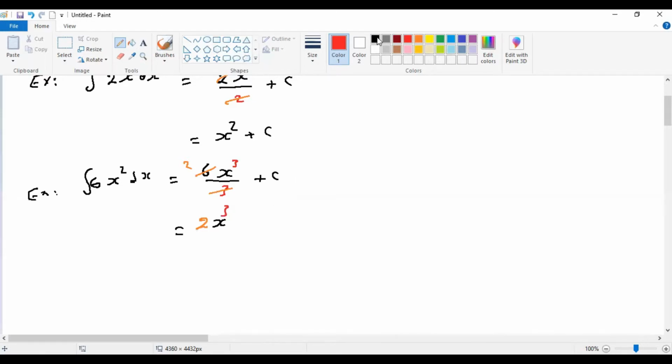plus c. Now, what is the derivative of 2x cubed? n times k, 6, and n minus 1, 2. So the derivative of 2x cubed plus c is equal to 6x squared and c gives 0. So what do you have? 6x squared. So the integral of 6x squared equals what? 2x cubed. Okay.